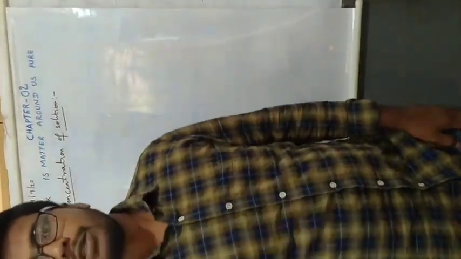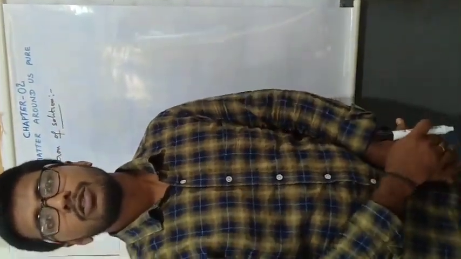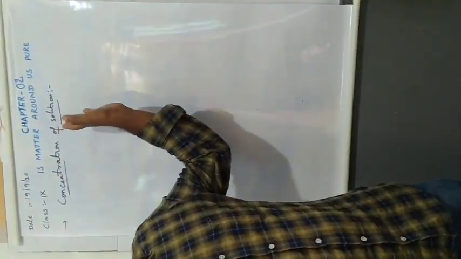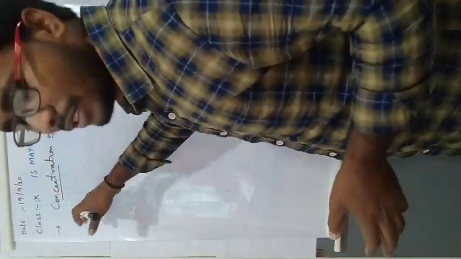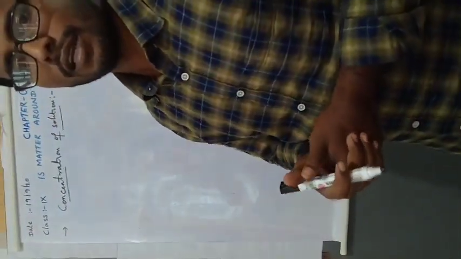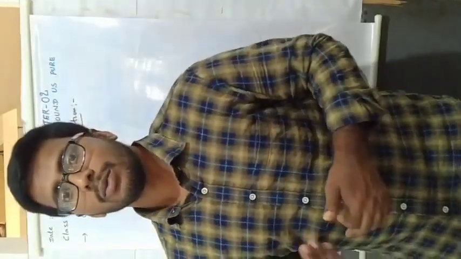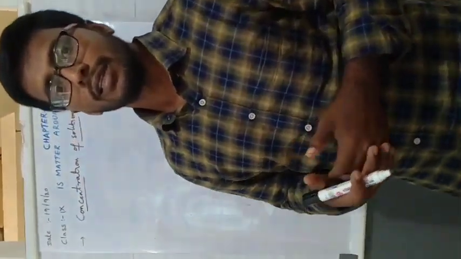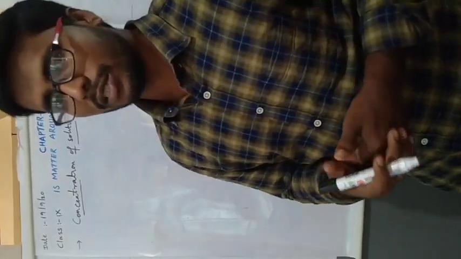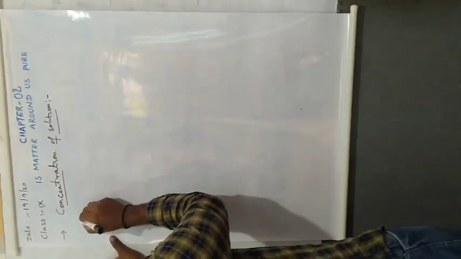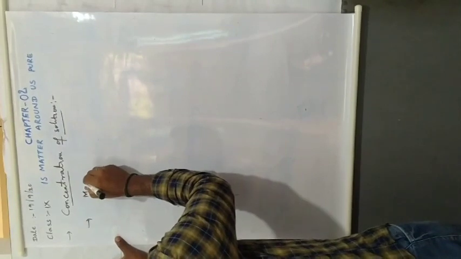The amount of solute present in a volume of solution is known as the concentration of solution. It can be expressed in several ways, like mass percentage, volume percentage, mass by volume percentage, molality, normality, parts per million. Yesterday we already discussed these previous topics. So today we are going to discuss concentration of solution based on mass percentage.